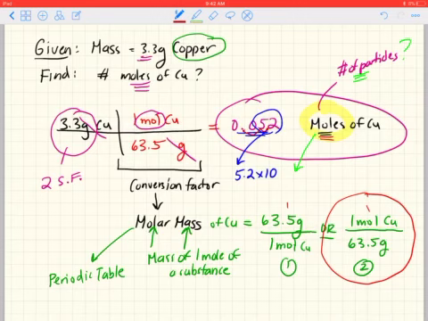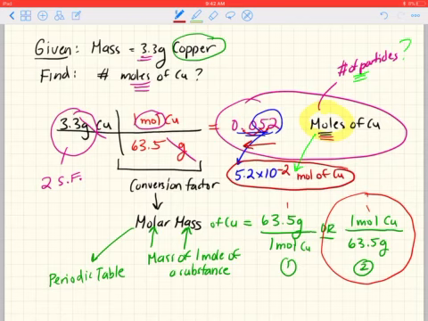So another way of saying this is 5.2 times 10 to the negative 2, since I'm moving the decimal point to the left. So I am making the number smaller this way. So another way of expressing this is 5.2 times 10 to the negative 2 moles of copper. Either way, the number means the same thing. 0.052 moles is the same thing as saying 5.2 times 10 to the negative 2 moles of copper.